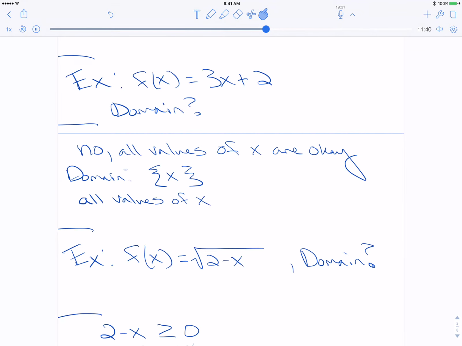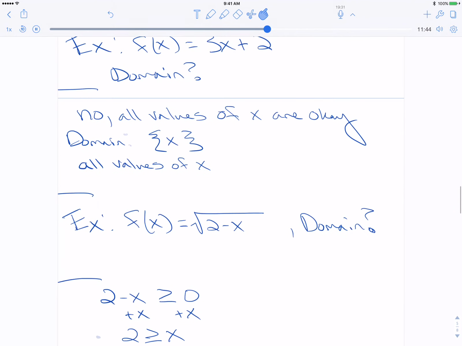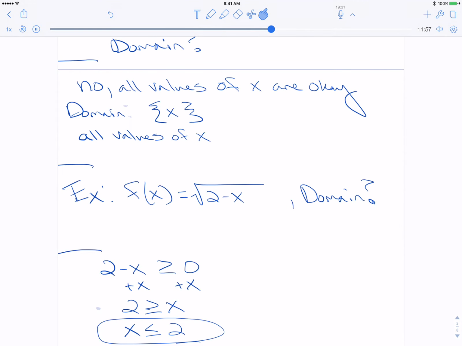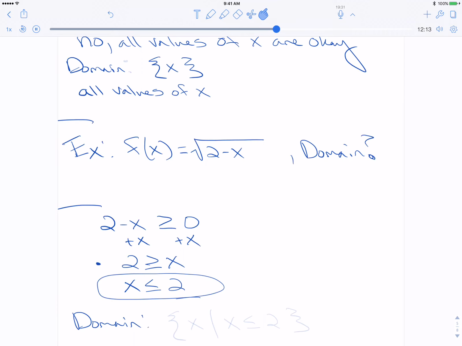Which, if I add x to both sides, will get me 2 greater than or equal to x, which means that if I just mirror flip this whole thing, I would say x is less than or equal to 2. I like this phrasing a little bit better, but this statement, 2 greater than or equal to x, is completely fine. So basically, as long as x is less than or equal to 2, we're good. So then I would write my domain as the set of x values such that x is less than or equal to 2. That's all you've got to do.